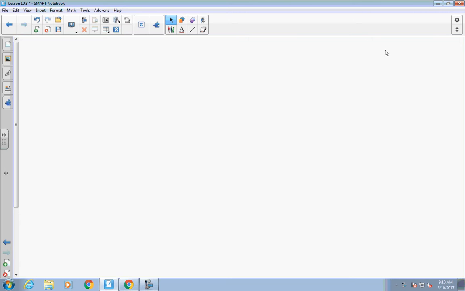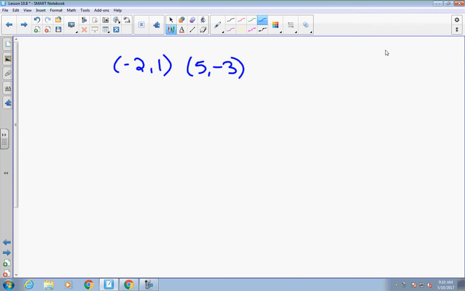Now, before we do it, I want to do two problems. I'm going to give you the point -2, 1, and the point 5, -3. Okay? And we're going to find the distance, and we're going to find the midpoint. And you are going to have to do that a little bit today. Not on all the problems, but on some. So let's review that. Okay?